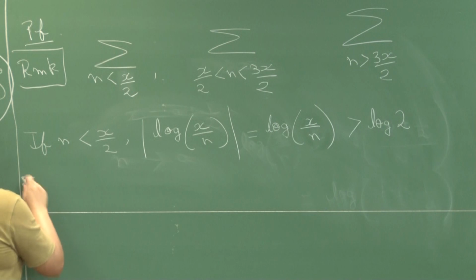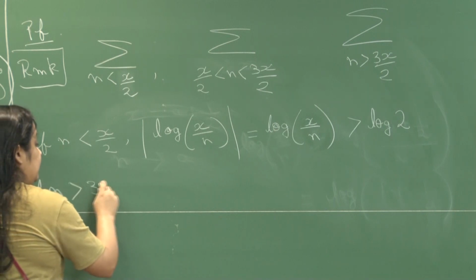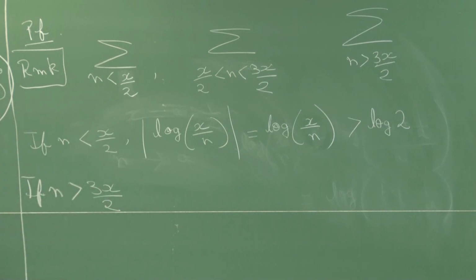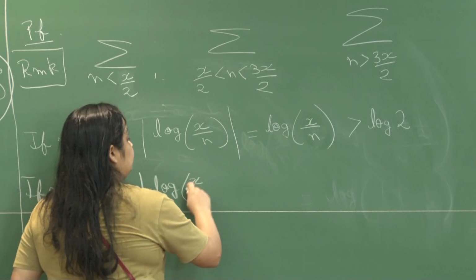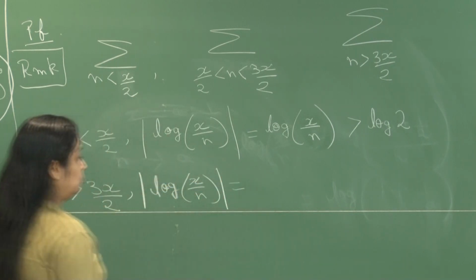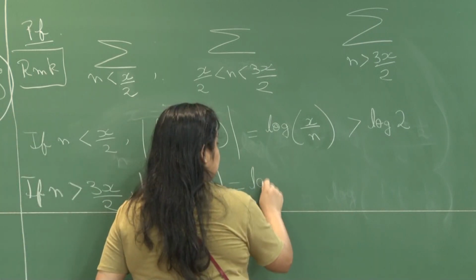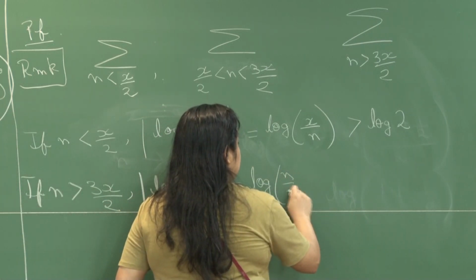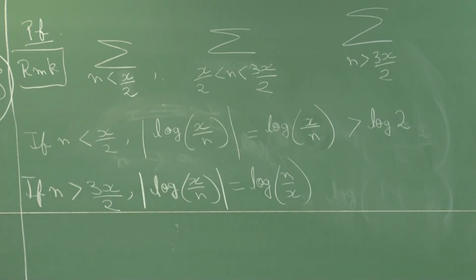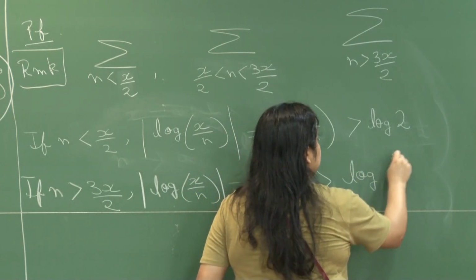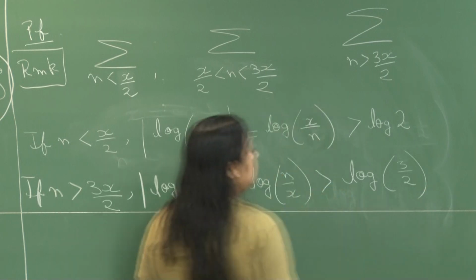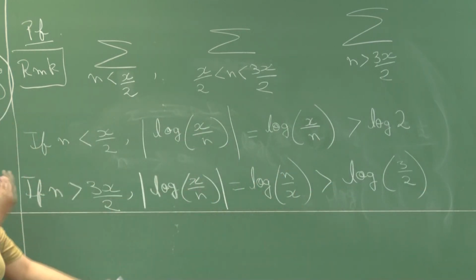Similarly, if you take n to be strictly greater than 3x over 2, then the absolute value of log of x over n is equal to log of n by x, but n is greater than 3x over 2. So log of n over x would have to be strictly greater than log of 3 over 2. This is good. We've got absolute positive lower bounds for the absolute value of log of x by n.